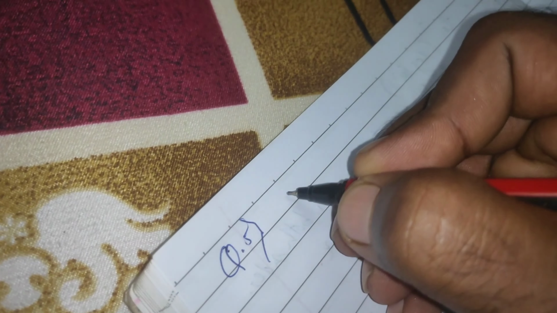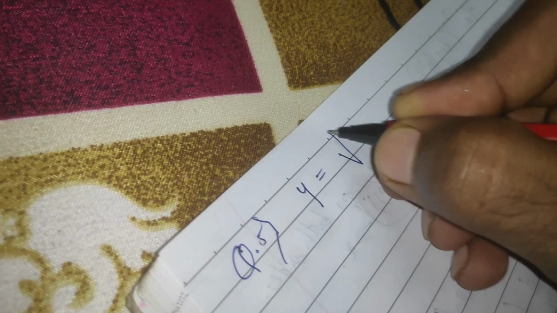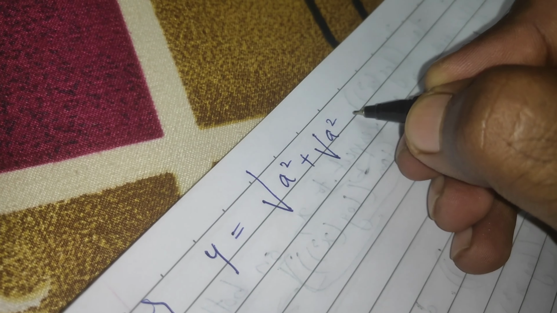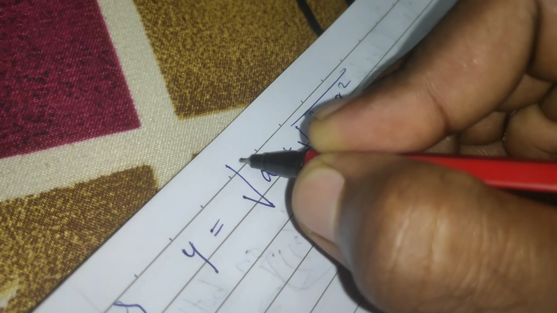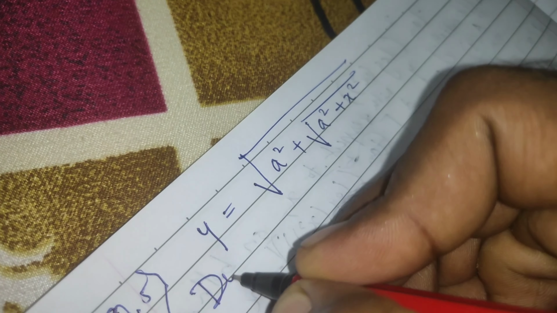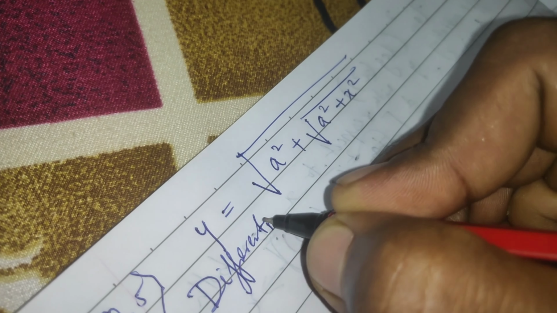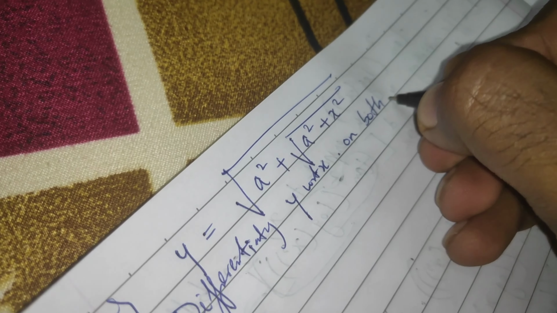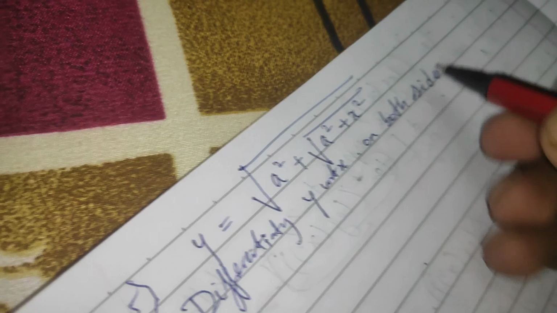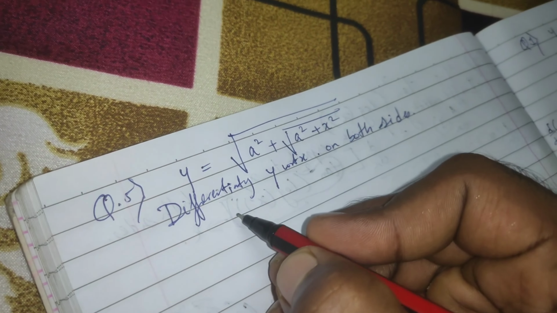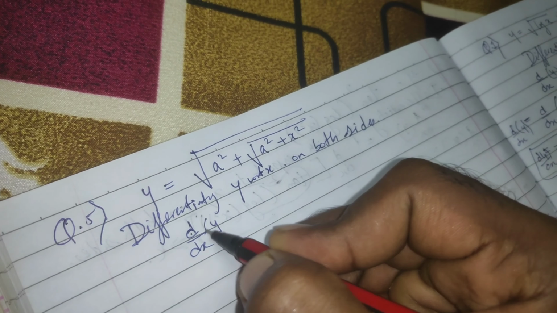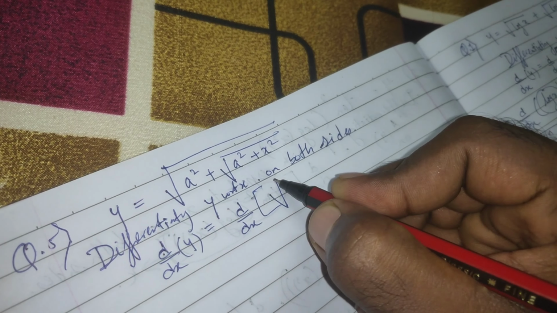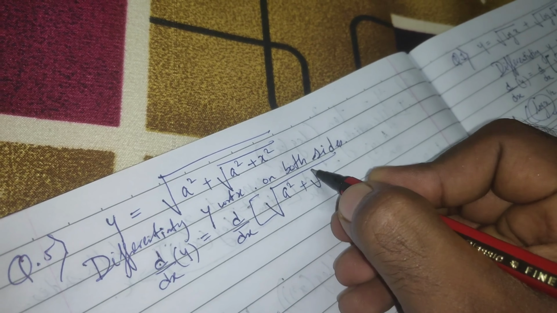y equal to root of a square plus root of a square plus x square. Differentiating y with respect to x on both sides. Write this everywhere, full complete sentence, okay, to get good marks. So in the next step you have to write d by dx of y equal to d by dx of this whole term, root of a square plus root of a square plus x square.